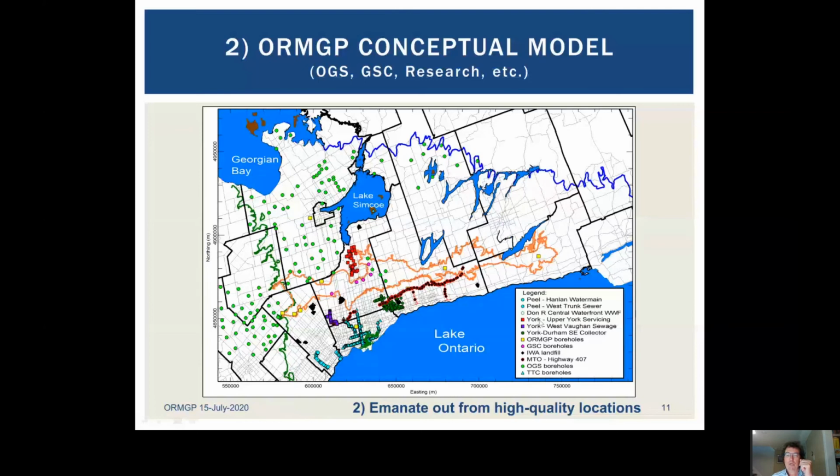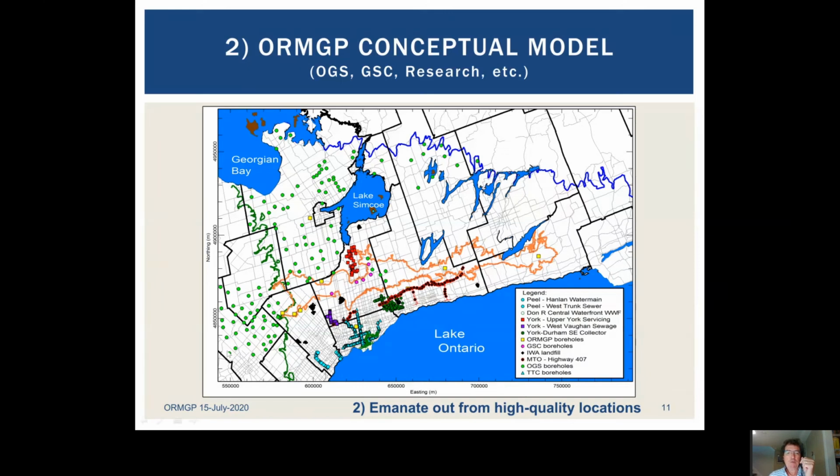We have large major infrastructure projects, sewers, water main projects that provide a wealth of information. Geotechnical studies associated with highways from the Ministry of Transportation, landfill investigations, TTC geotechnical investigations. So I'm not mentioning everything here or showing everything here. I guess the point is that we basically collect all of our, let's call it higher quality information, and then kind of emanate out from those points, incorporating things like information from Ministry of Environment, water well records, etc.